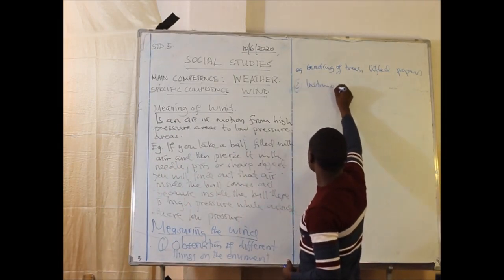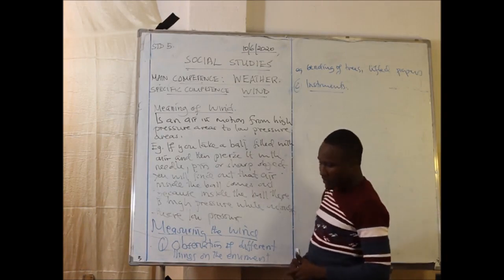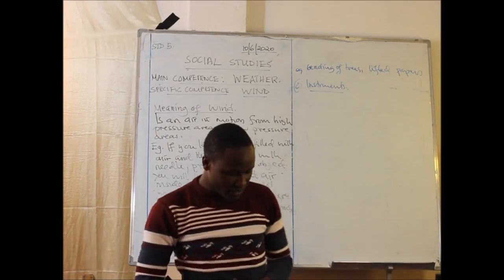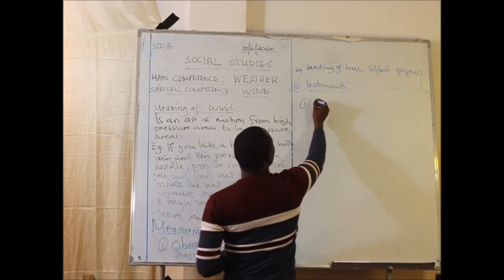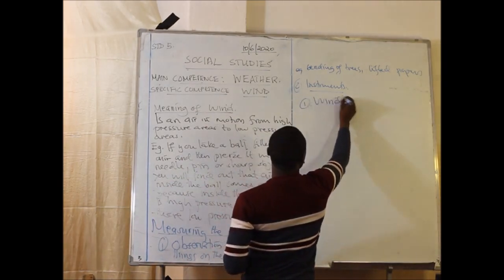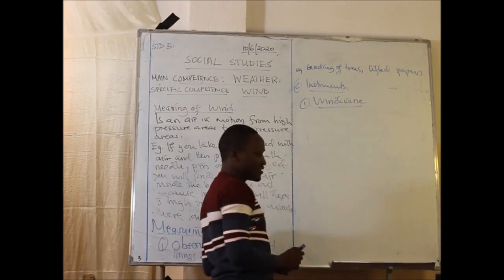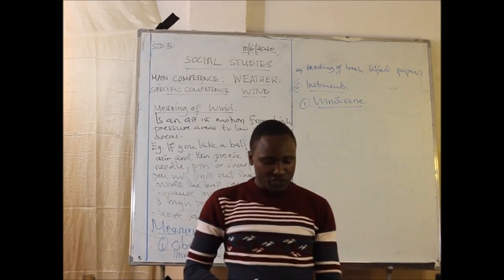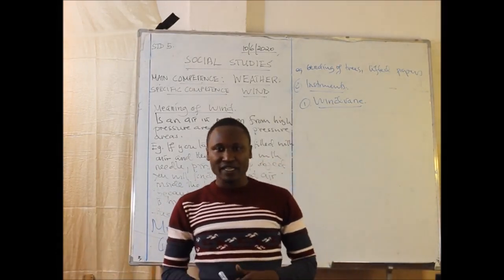Instruments. There are different instruments which are used to measure the wind. We have the following instrument. Number one, and this is known as wind vane. The wind vane. Now, what is this instrument? The wind vane is an instrument which is used to determine the wind direction.